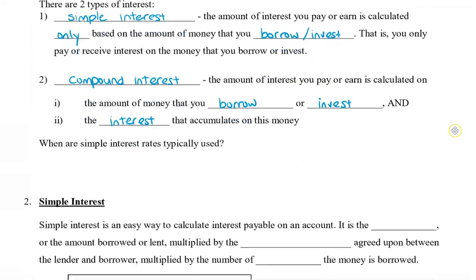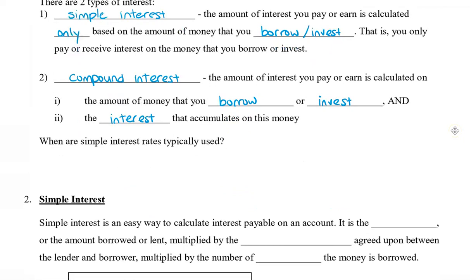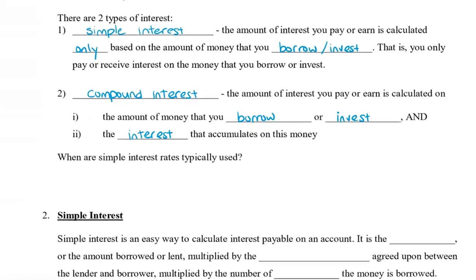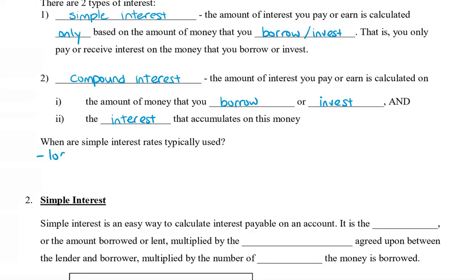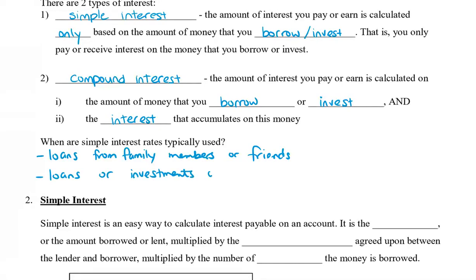Since this lesson is on simple interest, when is simple interest typically used? Well, in one instance, it is used on loans from family members or friends. Another instance is for loans or investments of a year or less. So because the time is so short, banks tend to use simple interest.